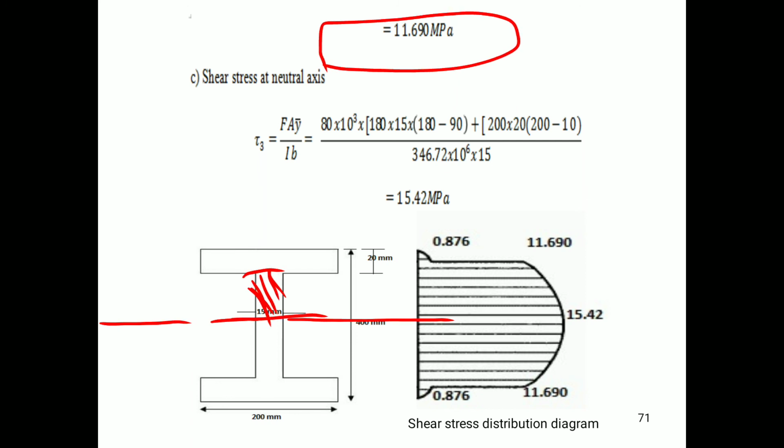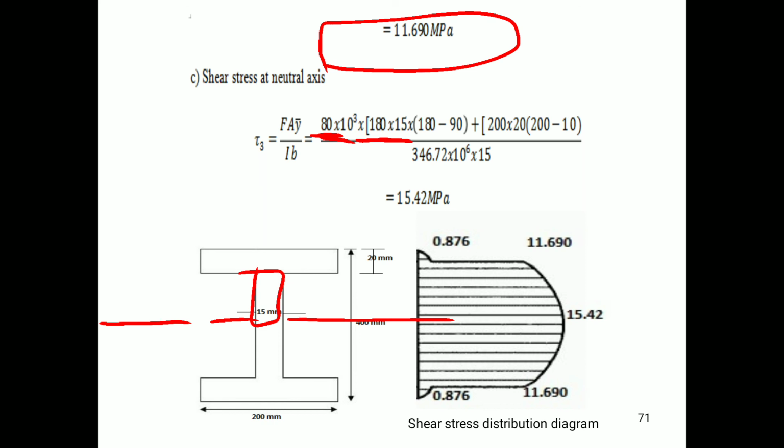Therefore this depth will be 200 mm minus 20, so it will become 180. So this depth is 180. And while finding the area, we must know the thickness of it also. Therefore the thickness is 15 mm. Therefore we have F A, F is 80 into 10 raised to 3, A is 180 into 15, which is nothing but this area only.